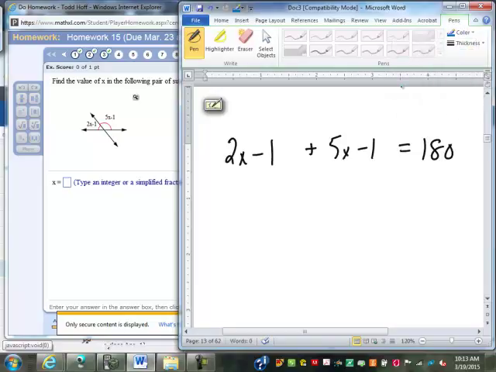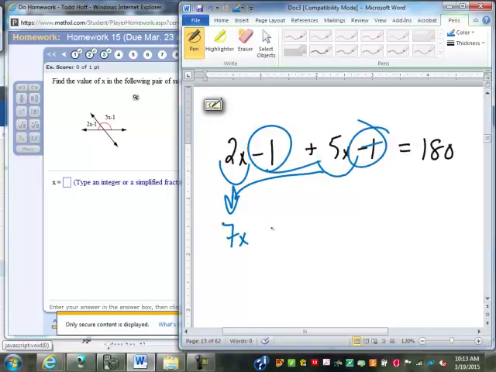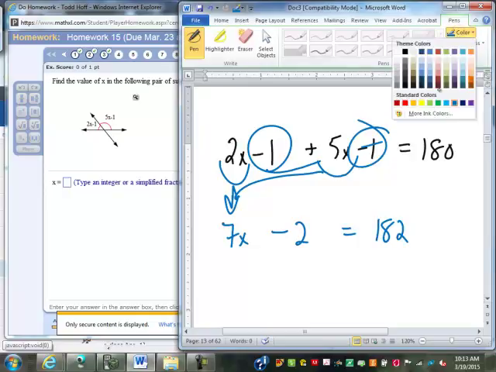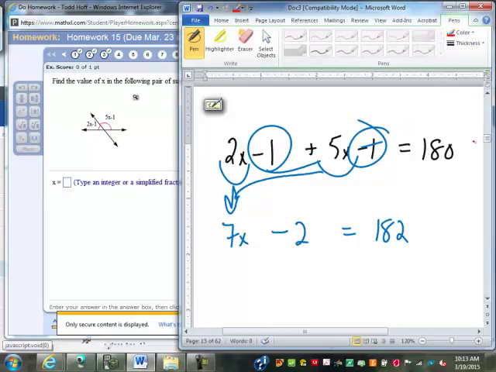Now what do we do? Well, 2x and 5x make 7x. Then what? Negative 1 and negative 1 cancel out? Say no. That's negative 2. They're on the same side, so we're combining them. Negative 1 and negative 1 make negative 2. They equal 180. I was skipping a step. Now we're going to add the 2 to the other side. 182.